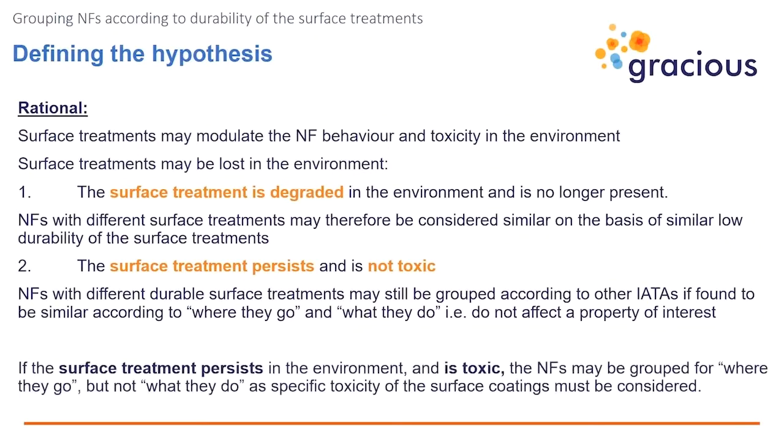There is a third case where the surface treatment persists but is also toxic. And in this case, nanoforms might be grouped for where they go. So you might be able to read across for predicting the environmental concentrations of these nanoforms in various environmental compartments. However, you cannot group for what they do, as specific toxicity of the surface coating must be considered in their risk assessment.